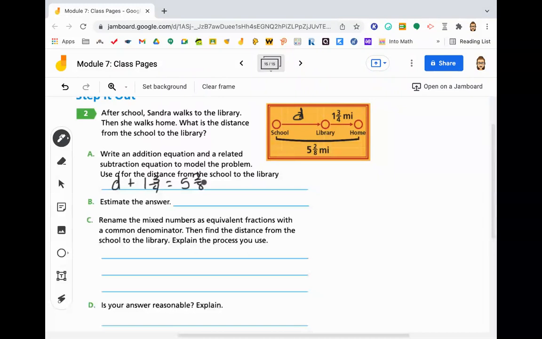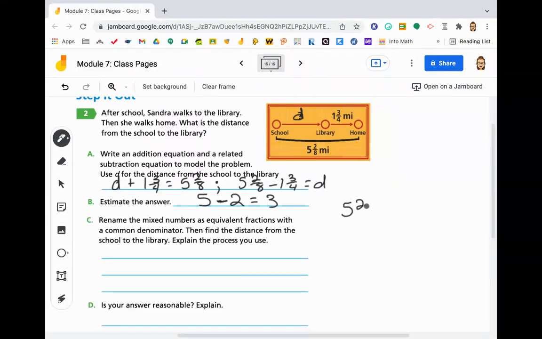So that would be the addition. And then to do the subtraction, we would have 5 and 2/8 minus 1 and 3/4 equals D. So if we estimate that 5 and 2/8 is going to be about 5, minus 2 is going to be about 3. So then it says rename the mixed numbers as equivalent fractions with a common denominator. Then find the distance from the school to the library. Explain the process you used.